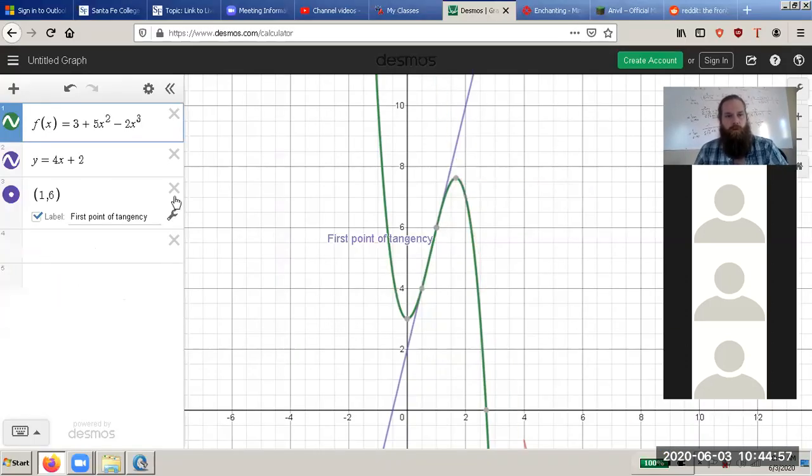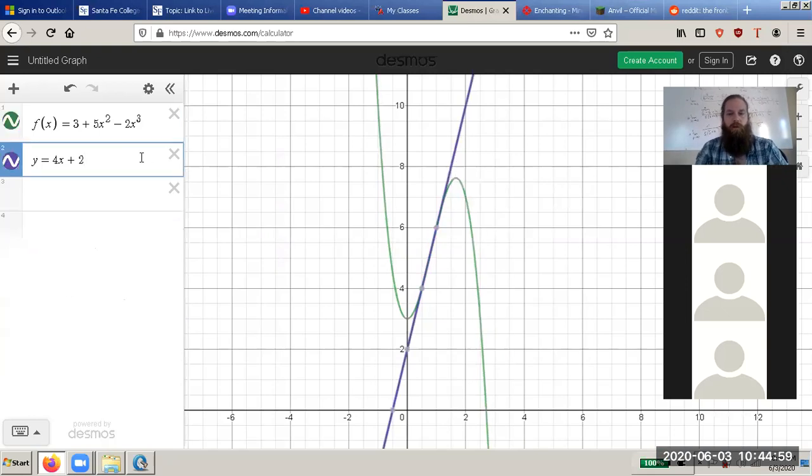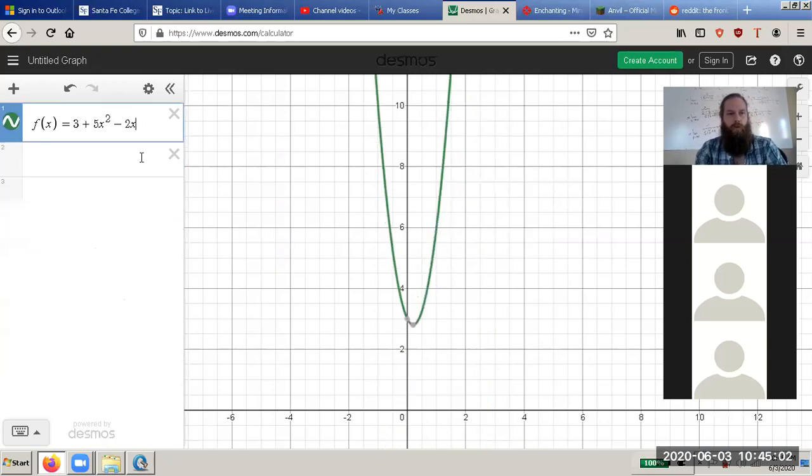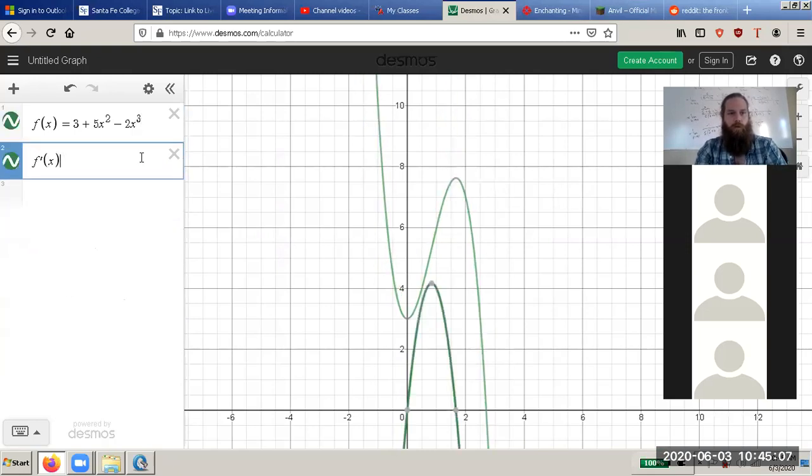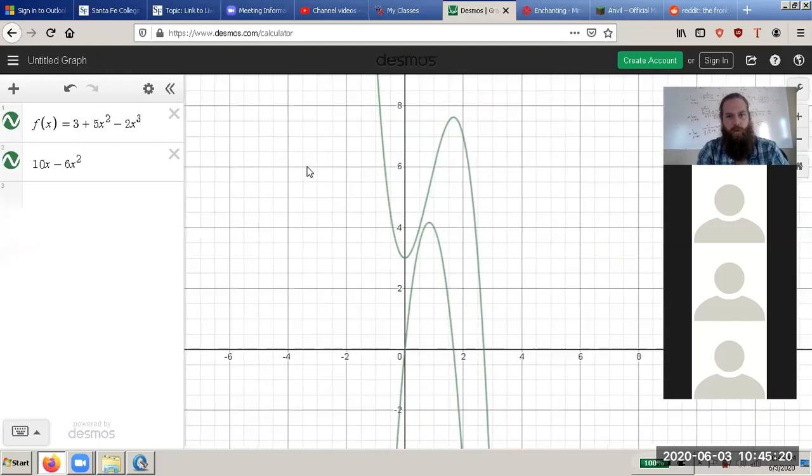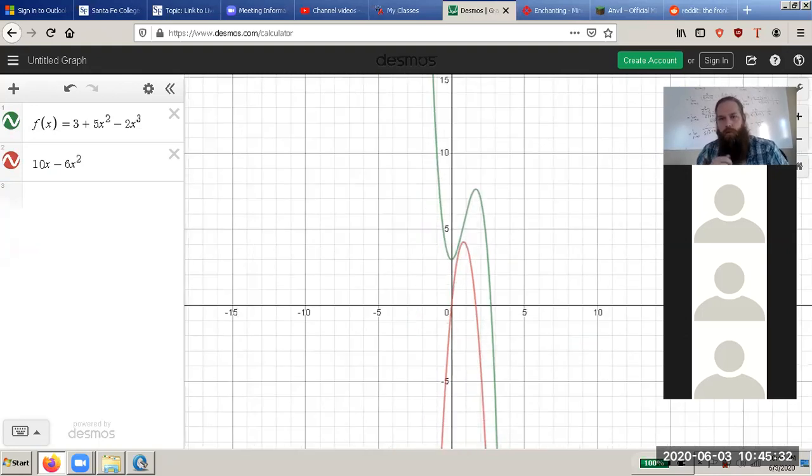So I'm going to get rid of these individual tangent lines. Whoops, cubed. On the same graph. And I want to make them different colors so they kind of stand out. How about red? I would like to take a second and compare the red graph to the green graph.